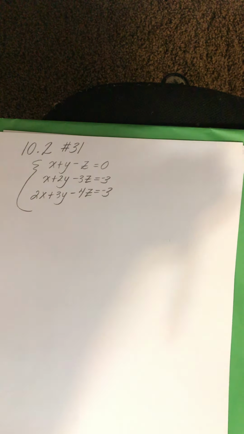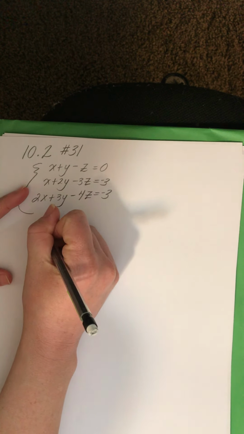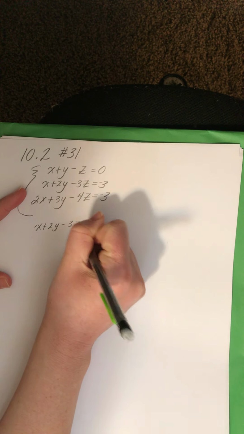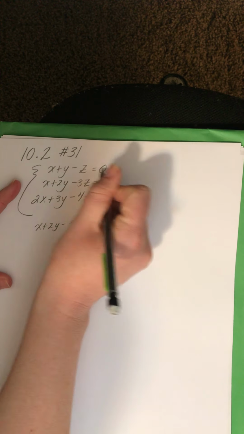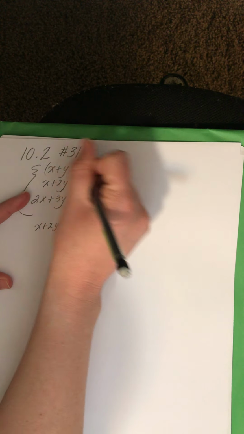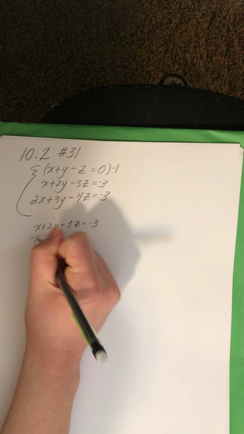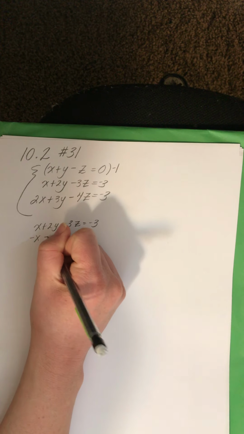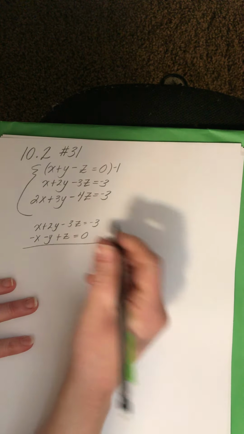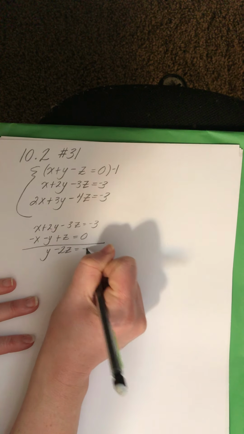Okay, so if we look at this one, we're going to eliminate a variable like, I don't know, x. So I'm going to take the top equation. I'm going to write the second equation, so x plus 2y minus 3z equals negative 3. I'm going to take the top equation and times that by negative 1. I'm going to eliminate x. So if I do that, I'm going to get negative x and then minus y plus z equals 0. So when we add straight down, we would get y minus 2z equals negative 3.